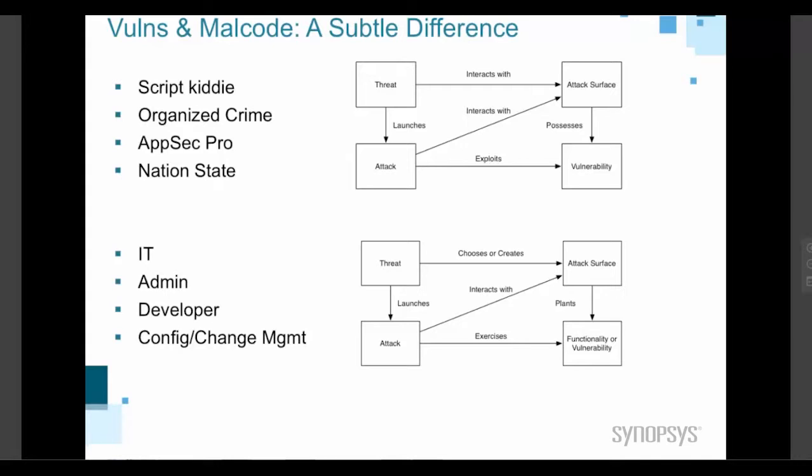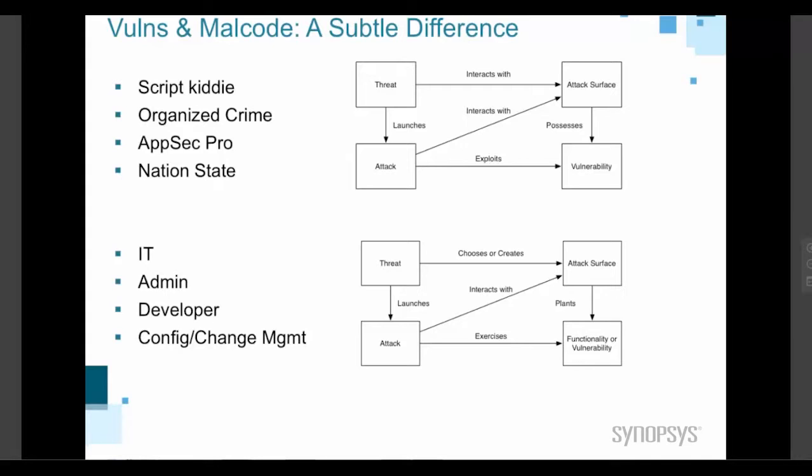In the top portion of this slide, you can see that in a vulnerability case, we're talking about threats such as organized crime, script kiddies, nation states possibly, or those AppSec pros out there who are pen testing your application. And it's interesting because those are the threats. What they're doing is interacting with your website, or the attack surface, and the attack surface possesses vulnerabilities. And then the threat would later discover those vulnerabilities via launching attacks and exploit them.